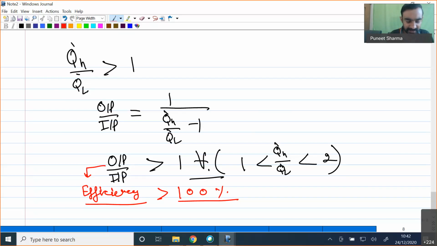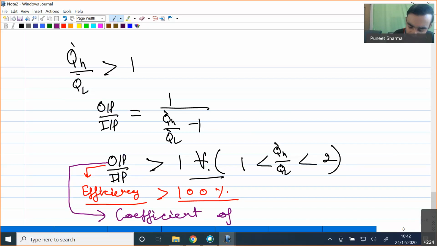So by considering this into consideration, we define this output by input as the performance parameter for the refrigerator, and we call this nothing but the coefficient of performance. Because our value of performance parameter for the refrigerator is going beyond the limit of 100%, and efficiency is a common parameter which we limit only up to the maximum value of 100%, we call the performance of the refrigerator by another name, the coefficient of performance. In short form, it is referred to as COP, and generally it is given by the symbol beta.